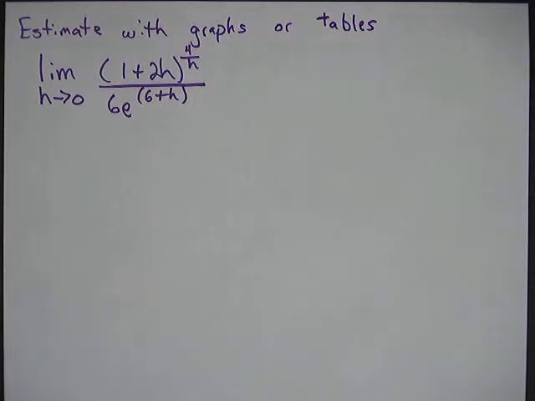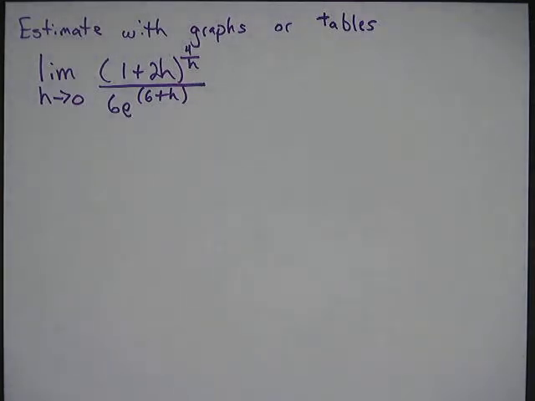For this problem, we're asked to estimate the following limit with graphs or tables. We have the limit as h approaches 0 of (1 plus 2h) to the 4h over h power, divided by 6e to the 6 plus h power. Okay, so let's go ahead and type this in the calculator.